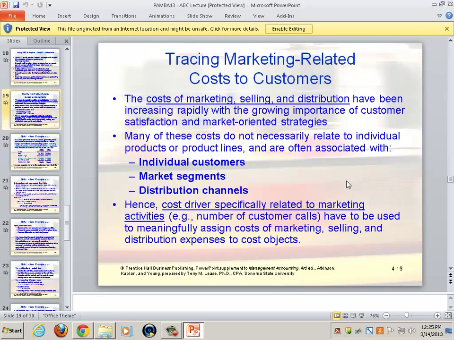Okay, let's reconvene, please. Okay, companies for who bulk of their costs are in marketing and sales. Do activity-based costing for their marketing and selling, object customers or markets or distribution channels.